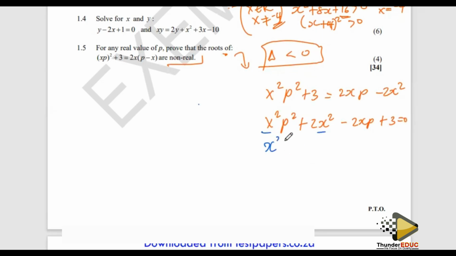I'll take that out. I'll be left with just 2 plus p squared. In this case, it's just a minus 2p with x, and then a plus 3 is equal to 0. So I can see that my a is the whole of this, since it's the coefficient of x squared. This is going to be my b, that's going to be my c. So let me try to substitute into the b squared minus 4ac format.